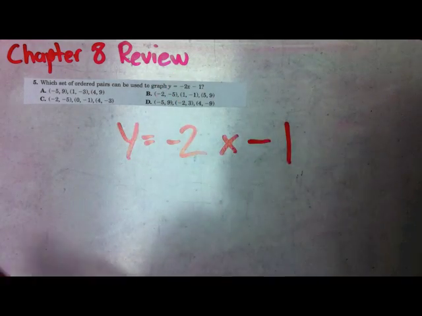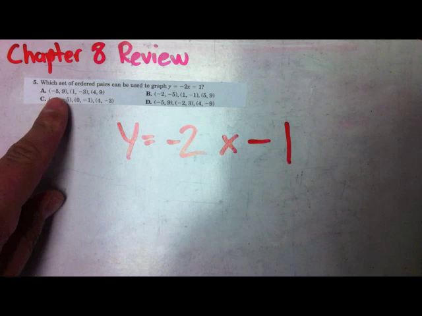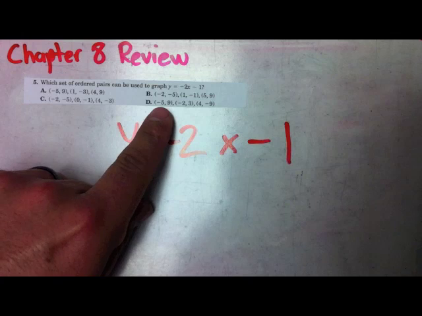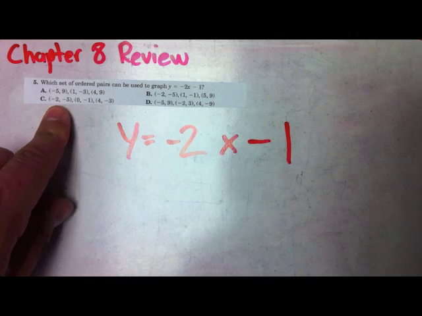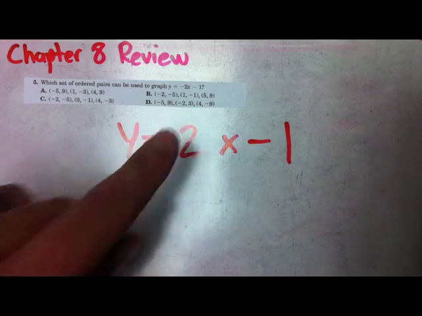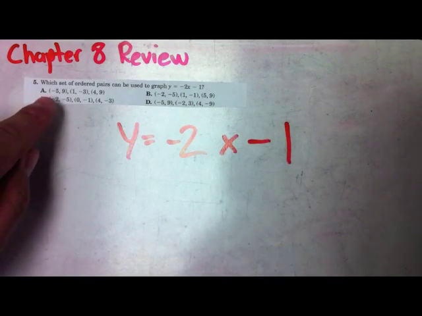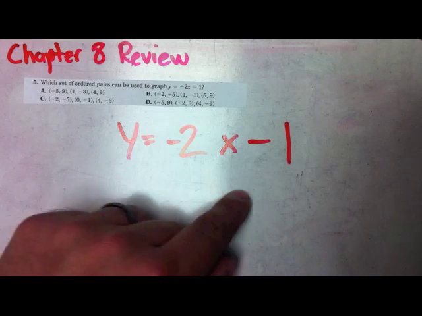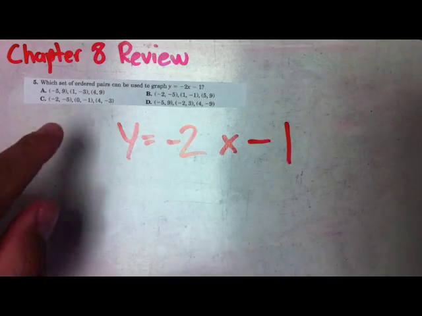I'm looking at the answers here, and I see something very strange. Not strange, but a coincidence. The first ordered pair in A is negative 5 and 9, and that's also the first ordered pair in D. And the first one in C is negative 2 and negative 5, which is also the same in B. So I'm going to start with those two first, because if they don't work in this equation, then I know it's not A or D. Same thing for C and B.